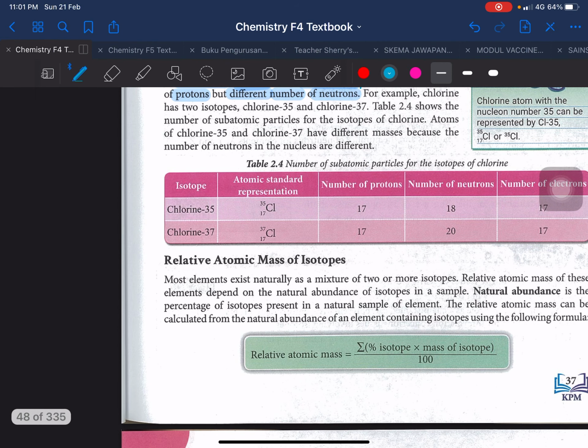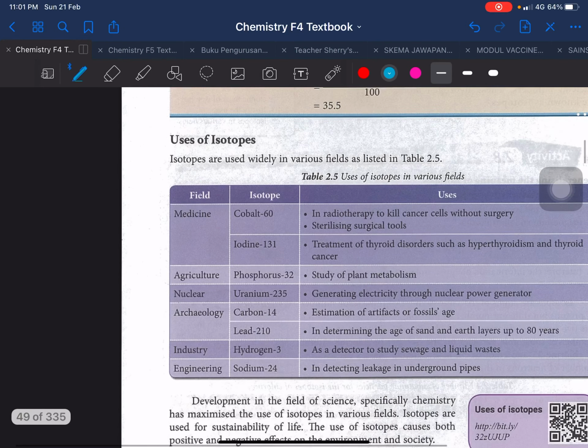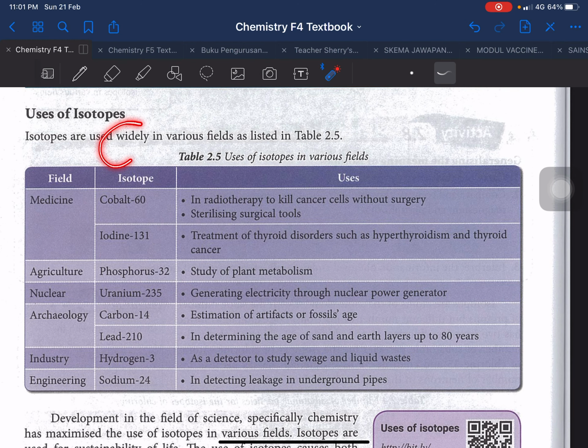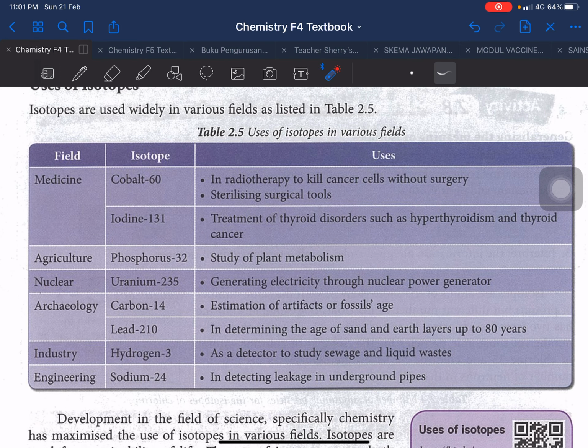So before we go to the calculation on how to calculate the RAM or relative atomic mass, I would like to show you a few uses of isotopes. So isotopes are widely used in various fields as listed. So let us look at this. You have to memorize this one, okay class? Medicine, isotope cobalt-60 and isotope iodine-131. Cobalt-60 is used to kill cancer cells without surgery, and also is used to sterilize surgical tools.